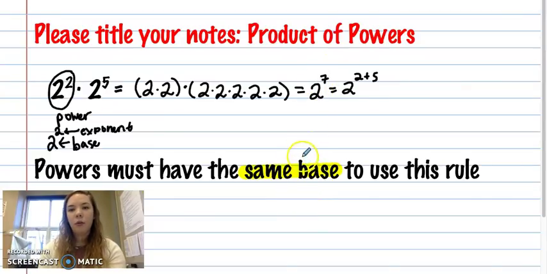Now, when in doubt, you are always welcome to expand it to find this answer. You don't have to know the rule to get this correct answer, but the rule does help you shorten the process. So if I know it's just 2 plus 5, then I don't have to spend my time writing it out, which would also get me 2 to the 7th.